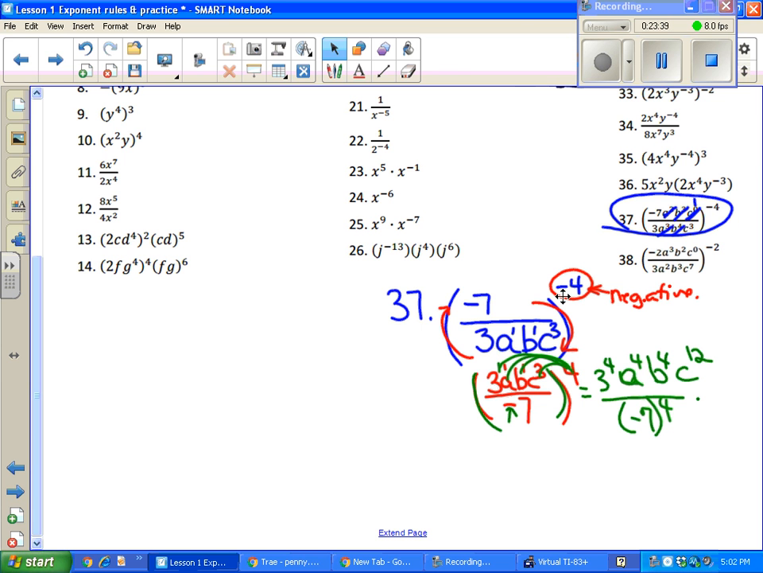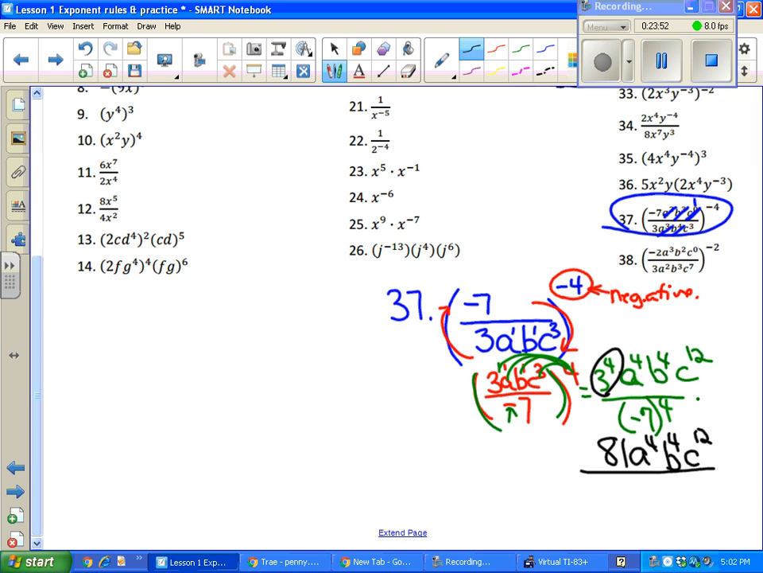All that's left to do now is change your numbers. 3 to the 4th is 3 times 3 times 3 times 3, 4 times. I think that becomes 81. A to the 4th is positive. B to the 4th is positive. C to the 12th is a positive exponent. Negative 7 times negative 7 times negative 7 times negative 7, 4 times. It's a big number. It's also a positive number because negative times negative is positive, times a third negative is negative, and then times negative again is positive. I think it's 2,401. Big number, but with calculators, it's not that much work.